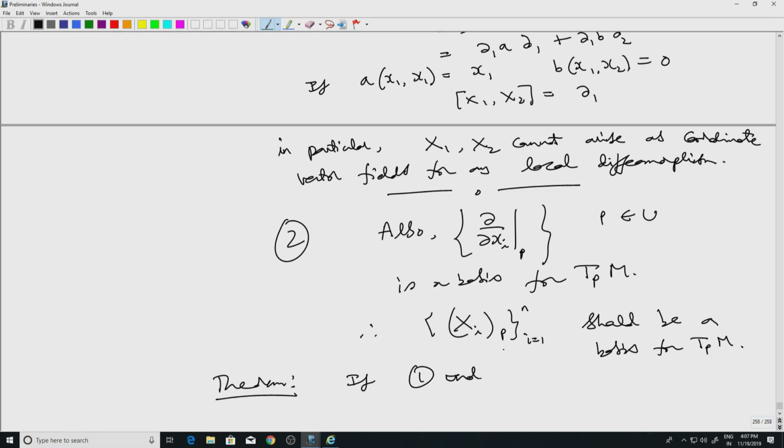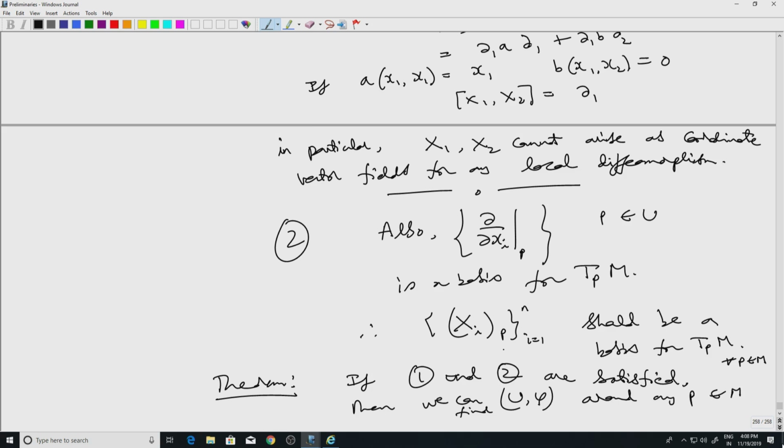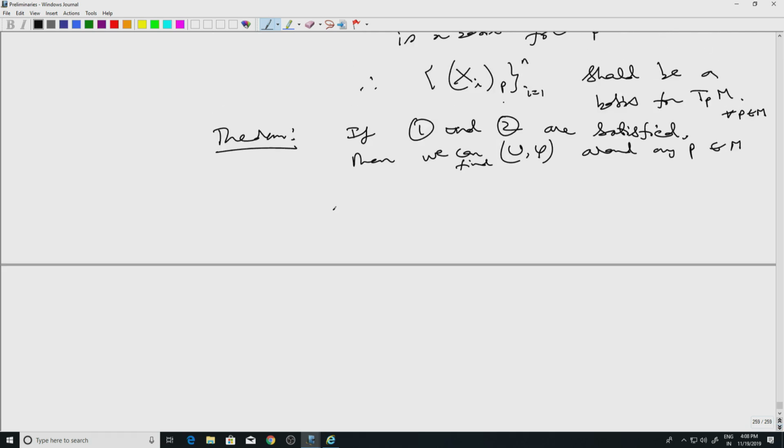If 1 and 2 are satisfied, that is, the Xi at p should be a basis for TpM for all p in M, and the Lie brackets vanish, then we can find a chart (U, phi) around any p in M such that Xi equals del by del xi in this chart.